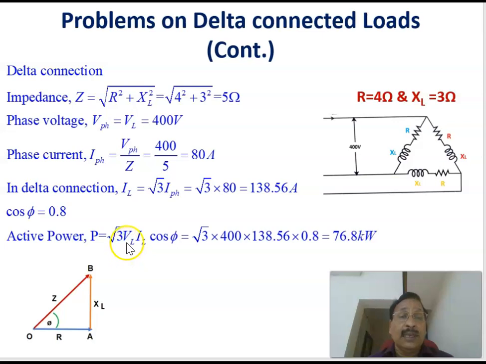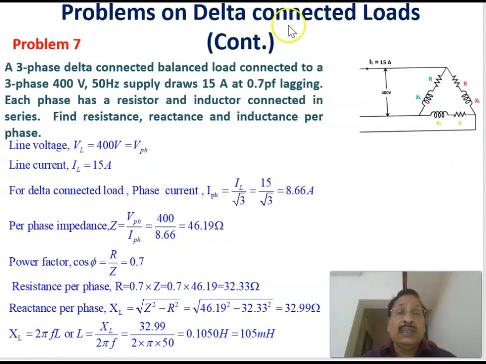Now, active power is given by root 3 VL IL cos phi. VL equals 400 volts, IL equals 138.56 and power factor equals 0.8, which gives 76.8 kilowatts. Therefore, when it is connected in a delta configuration, the power is increased to 76.8 kilowatts, and the line current, calculated as root 3 times phase current, is 138.56 amperes. Line current as well as the power consumed increase when it is connected in the delta configuration. This is the impedance triangle.